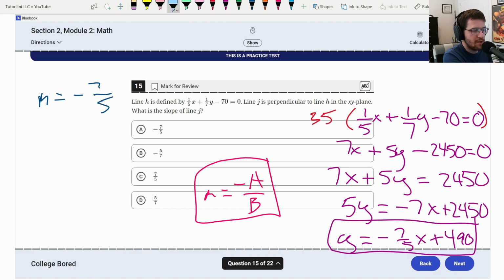We want to find the slope of a perpendicular line. So for perpendicular lines, the slopes are opposite reciprocals. So we flip it and change the sign. So instead of 7/5, it's going to be 5/7. And then instead of negative, it's going to be positive. So the answer to this question is positive 5/7, which is option D.